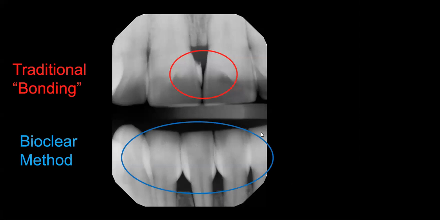So I did not do the top teeth. I did the bottom teeth. So let me ask the people that are watching the webinar, what does this x-ray look like? What kind of flower do these lower incisors look like?